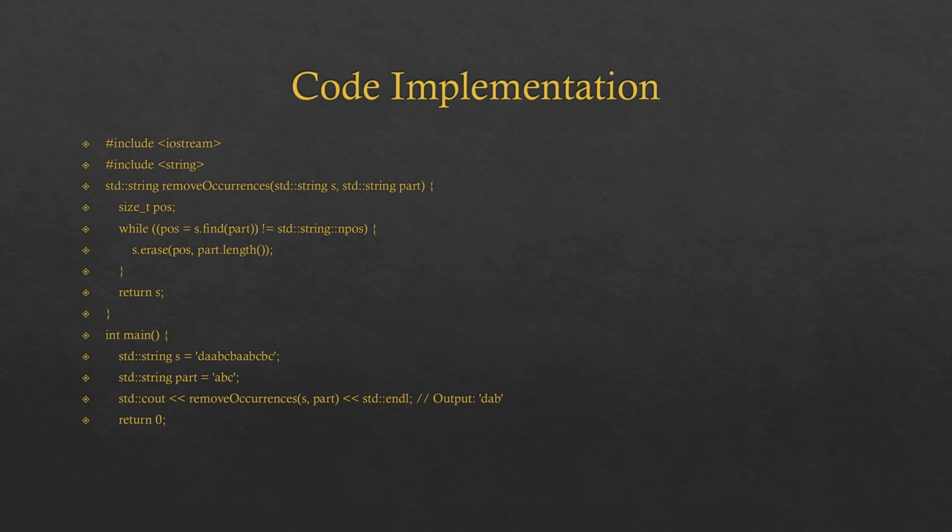In the main function, we test the code with an example where S equals TAABCBAABCBC and part equals ABC. And the output is TAB after removing all occurrences of ABC.